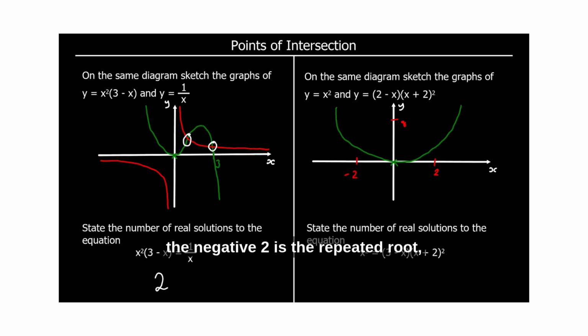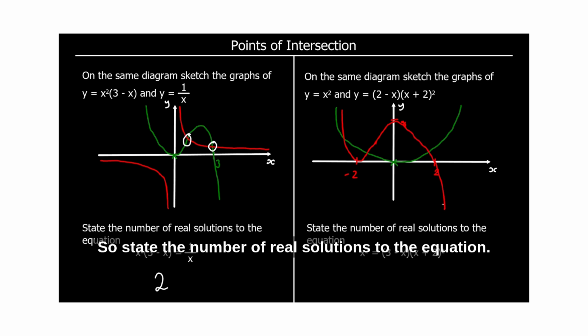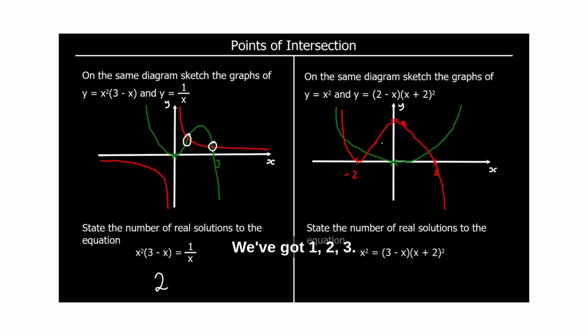The negative 2 is the repeated root, because that's the one that's squared. And it's a negative shape. Negative x times x times x, negative x cubed. So it's coming down. The cubic will be steeper than the quadratic, because it's going to be x cubed, not x squared. So it's going to come down, go back up to the 8, back down again through the 2, and then get steeper. So state the number of real solutions to the equation. We've got 1, 2, 3.